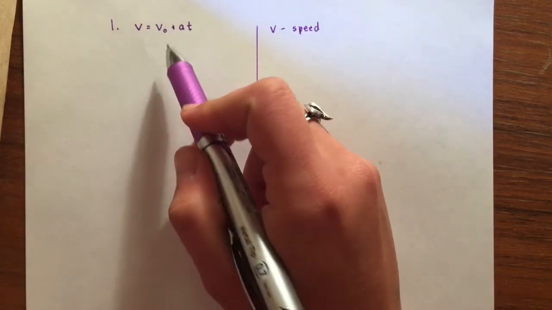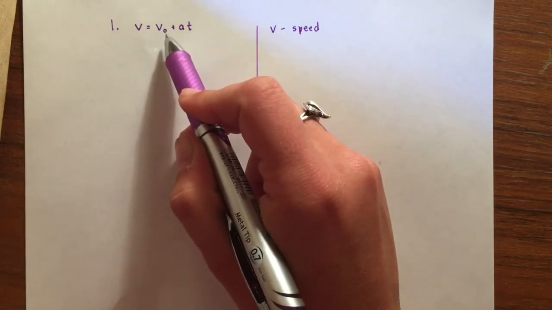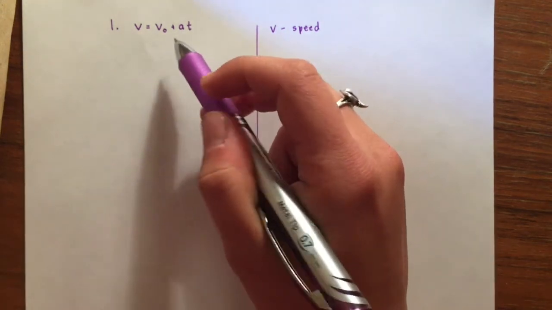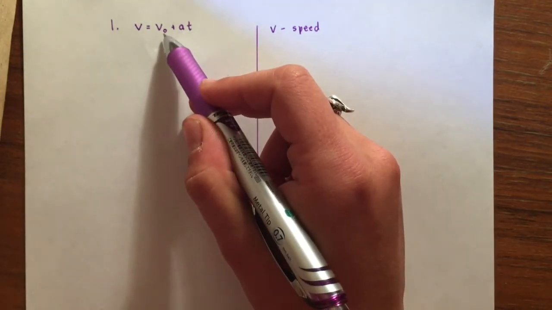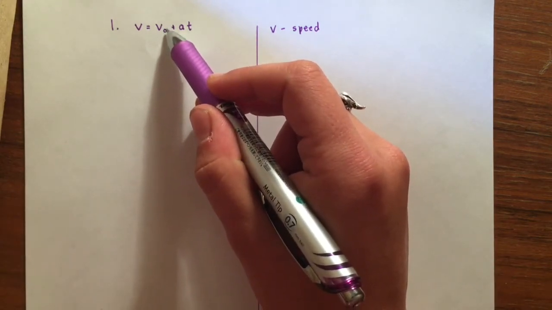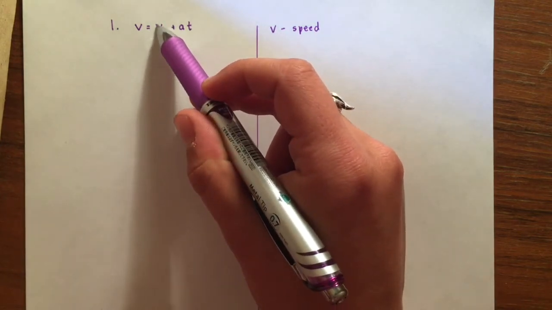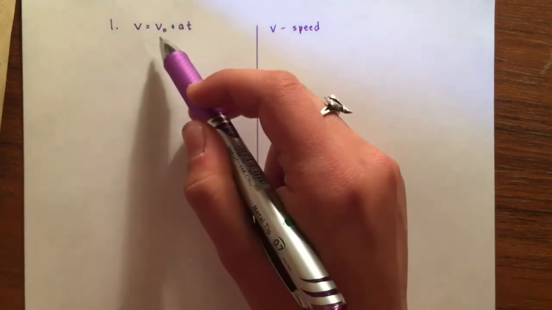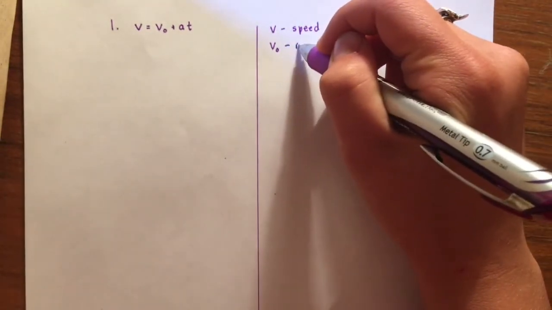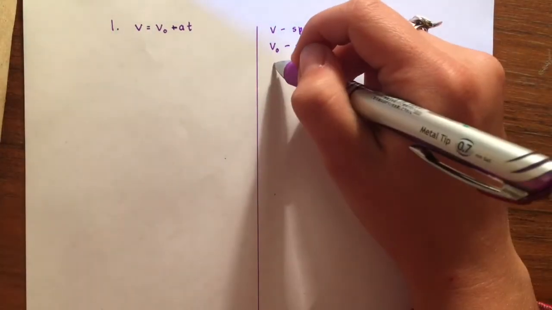This next variable here is pronounced V naught. The little circle at the bottom corner is pronounced naught. You may not have known that, but now you do. So the naught means initial or starting. Whenever you see this little circle at the bottom right corner, that means initial. So we know the V stands for speed and the naught stands for initial, so V naught is initial speed or starting speed. A stands for acceleration.